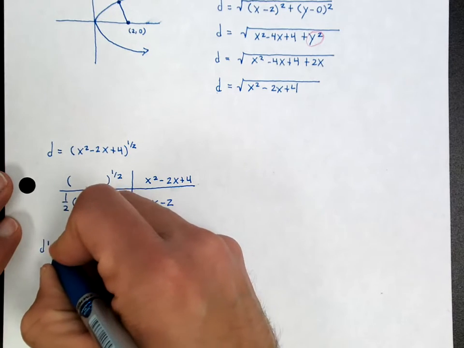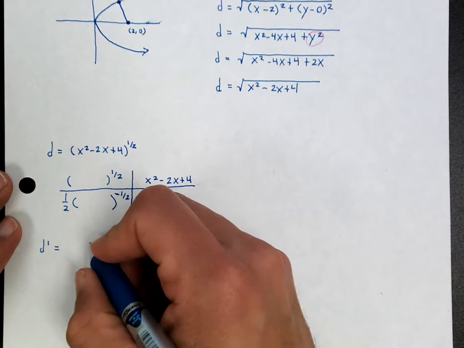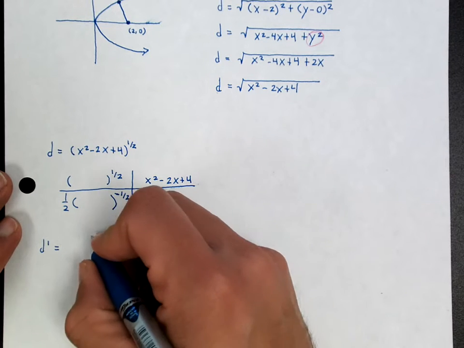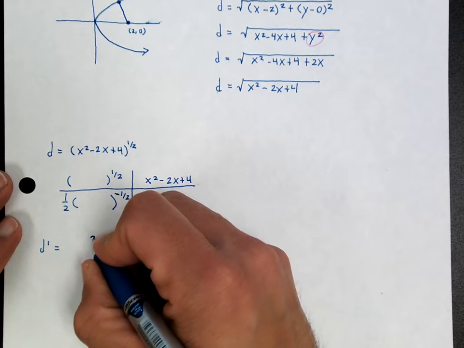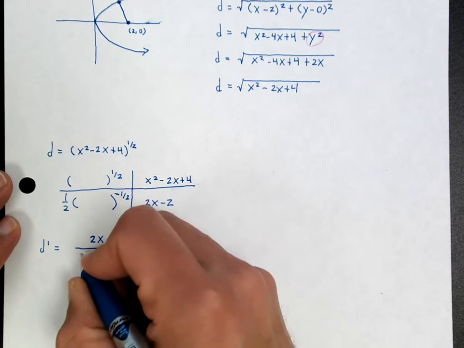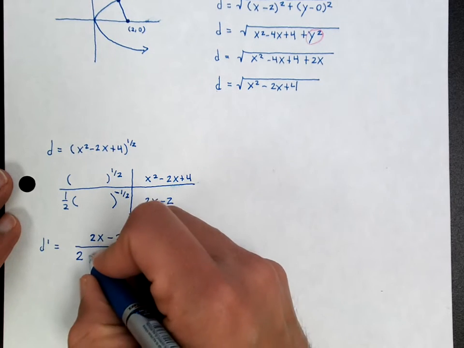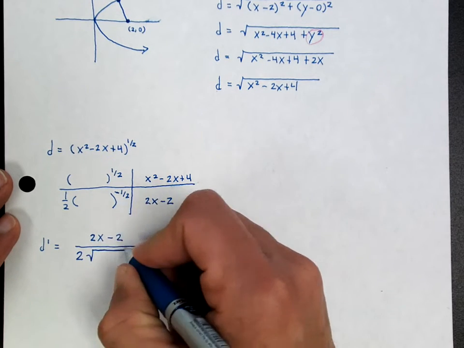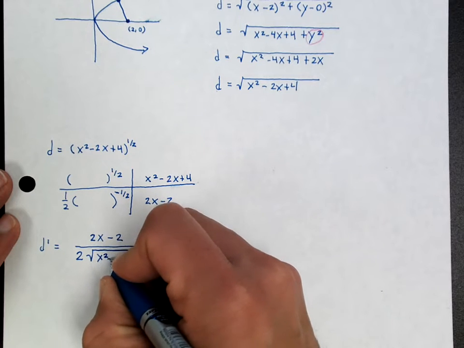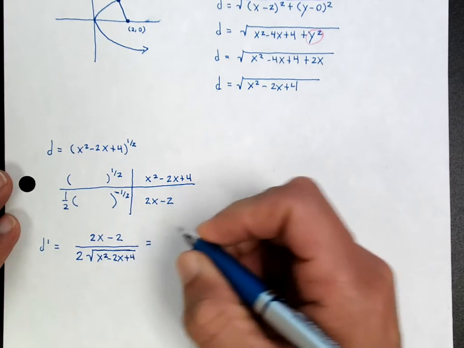So the derivative of this would be, let's see, I'm going to write it like this, see if you can follow. You have 2x minus 2 over 2. Notice that this is to the negative 1/2, so I can put that on the bottom here, over the square root of x squared minus 2x plus 4. I'm skipping a few steps here, but hopefully you can follow.